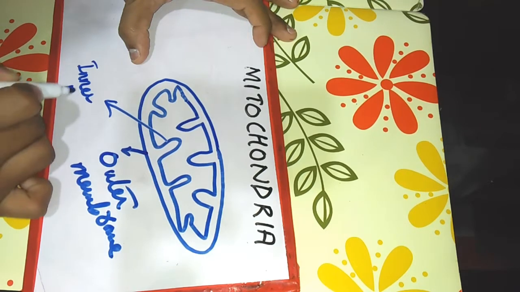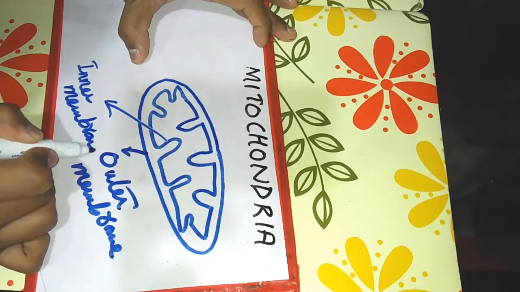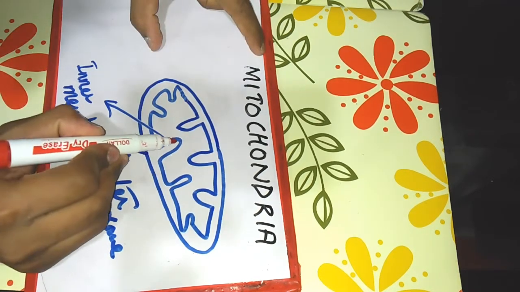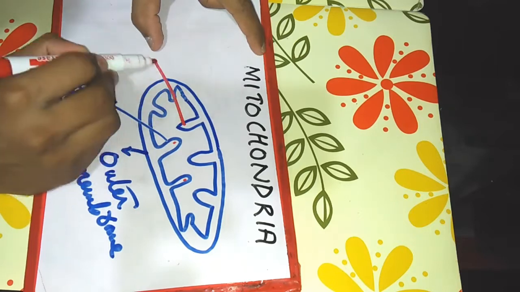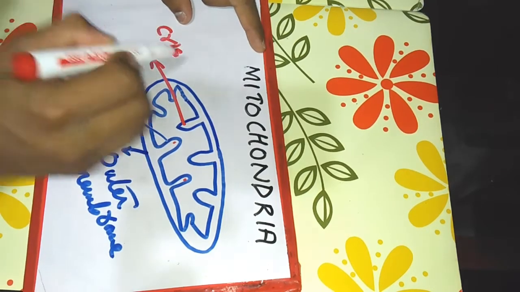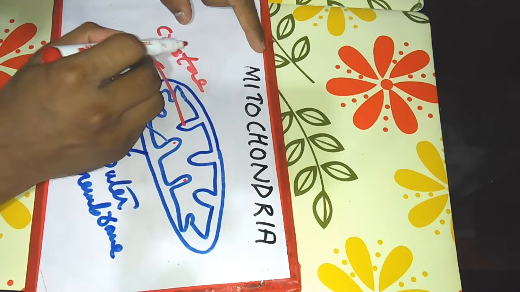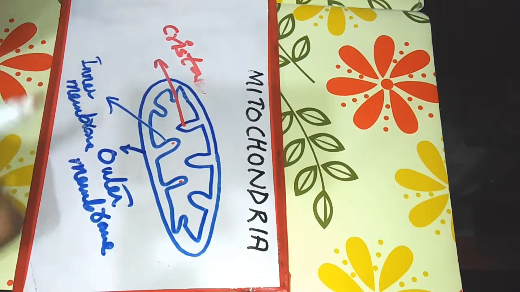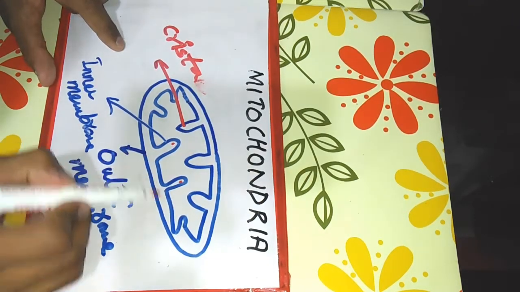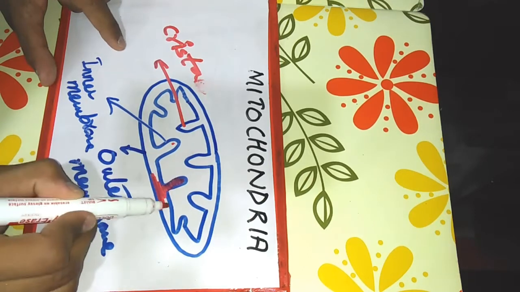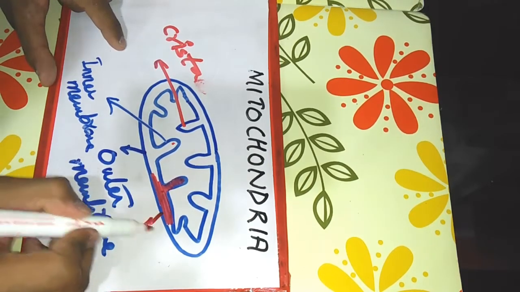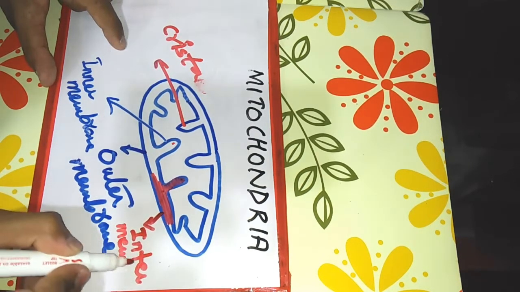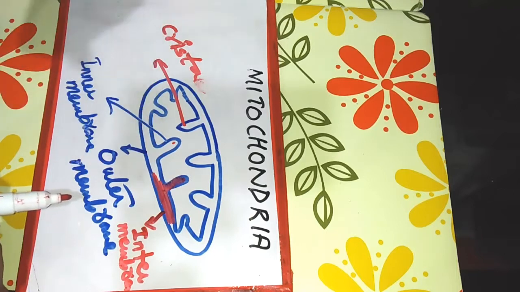The inner membrane has finger-like projections. These finger-like projections are called the cristae. Singular is the crista, while the plural form is the cristae. And this space, which I am filling with the red color, is the intermembranous space between the two membranes, the outer membrane and the inner membrane.